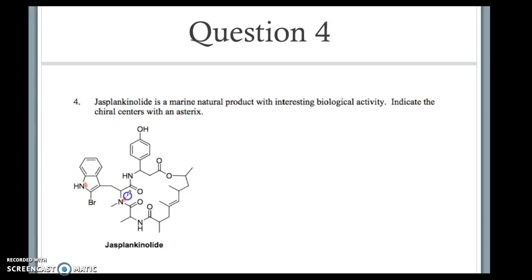This nitrogen has 4 different bonded. Keep going. This carbon has 4 different bonds. This nitrogen has 4 different bonds. No, this doesn't because it has that double bond. This carbon right here has 4 different things attached. This one does not. It has 2 hydrogens. This one does not. This one does.